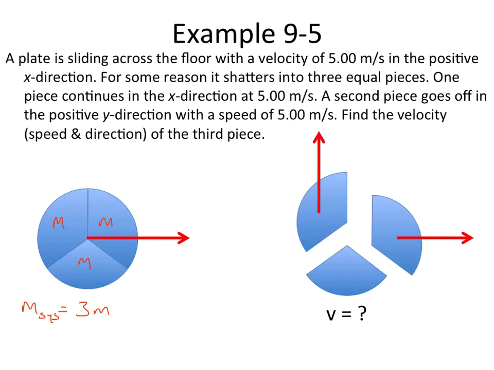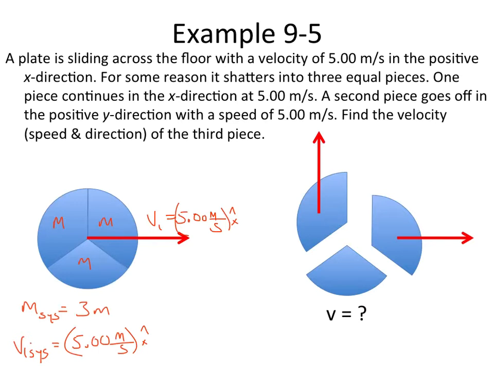But the initial velocity of the system equals 5.00 meters per second, as we're told, but it's in the positive x direction, right? So this is our initial velocity right here, 5 meters per second. I'm going to say x hat, which means in the x direction. I'm going to write it down here at the bottom too: x hat.